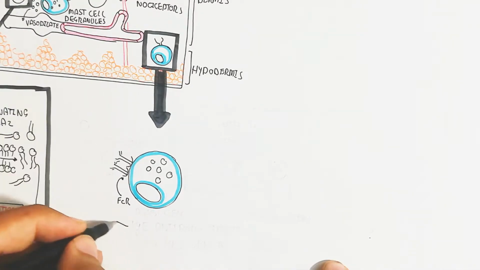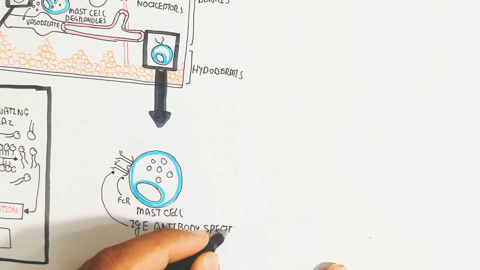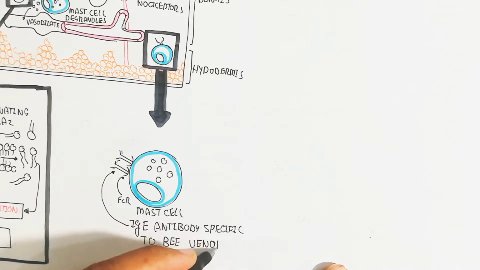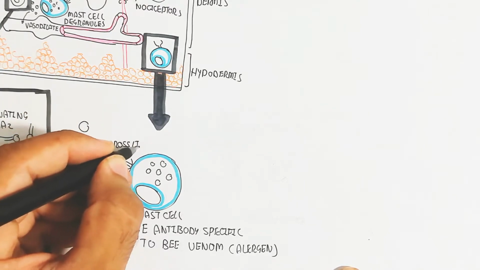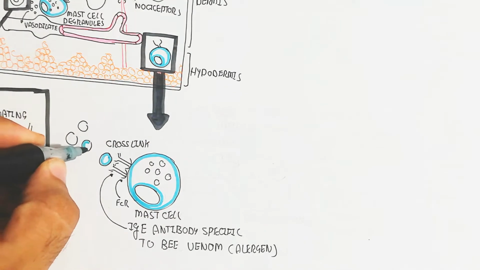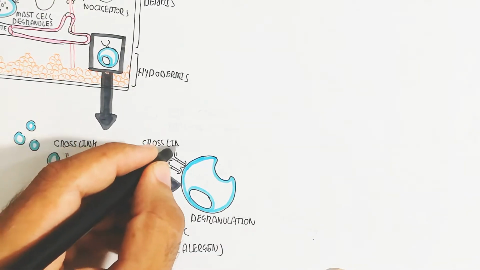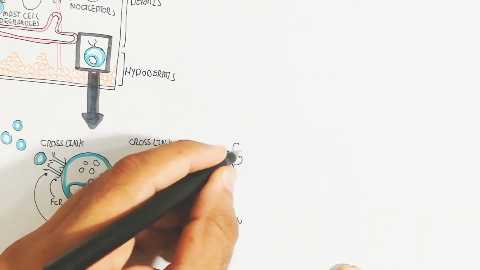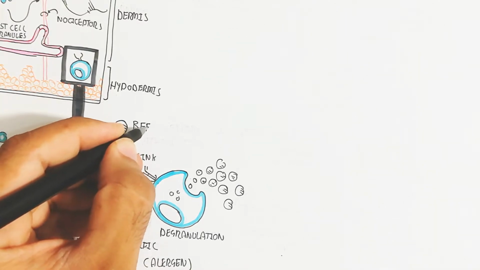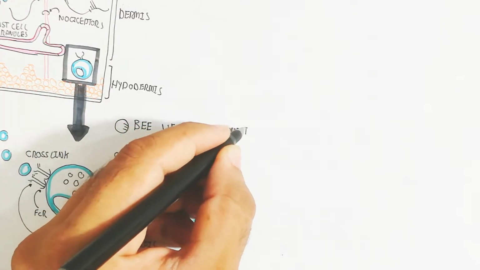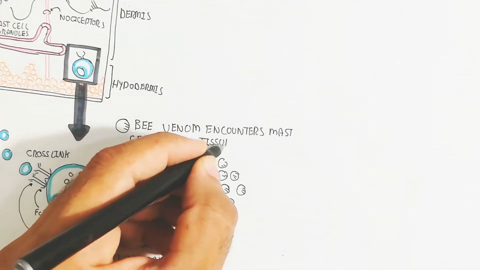Here you can see the mast cell. The mast cell contains Fc receptors that bind with the Fc portion of the immunoglobulin IgE antibody specific to bee venom allergen. So bee venom is the allergen. The cross-linking leads to degranulation of the mast cell. After that, bee venom encounters mast cells within the tissue and releases histamine and inflammatory mediators.